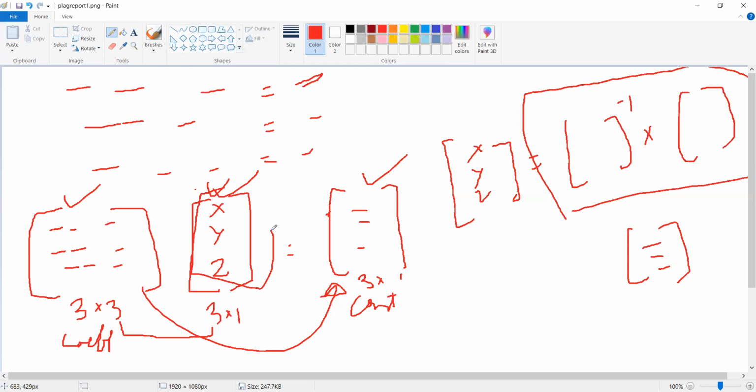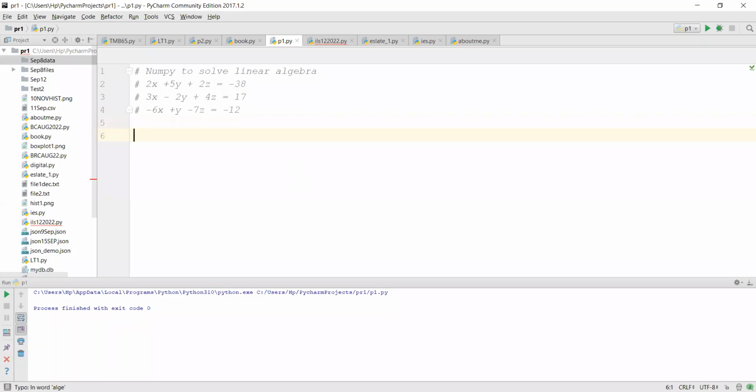So let's go back to our PyCharm. Okay. So let's first form the coefficient matrix. So I'm going to say coefficient equal to, okay. First, let's form that list. So we have 3 rows and each of them have 3 columns. So what are the indexes here?